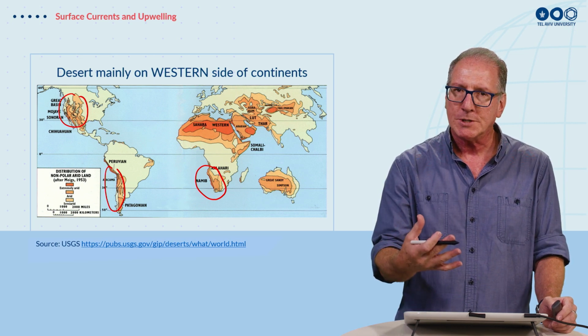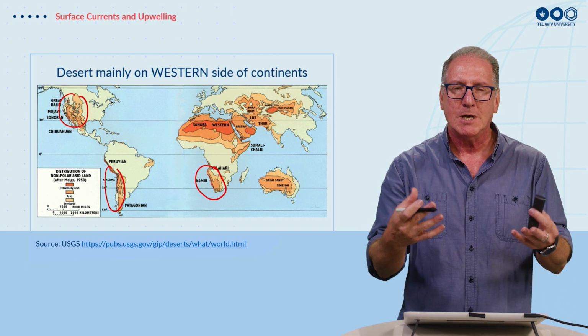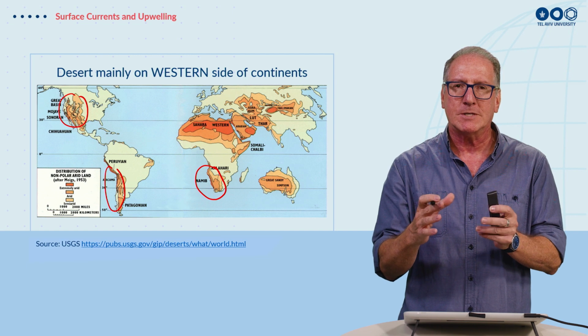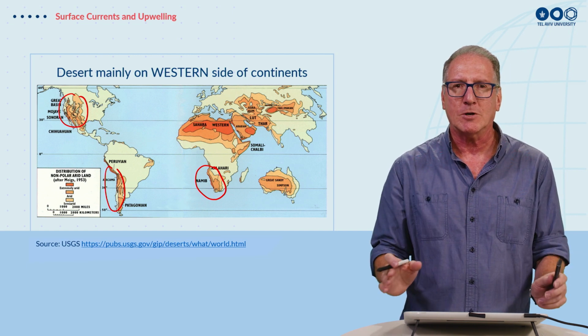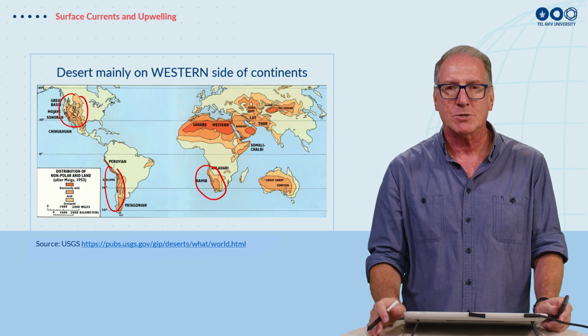When you have cold water, you don't have much evaporation, you don't produce clouds and storms, and so generally the deserts occur on the western part of the continents around 30 degrees because of the effect of the temperature of the oceans.